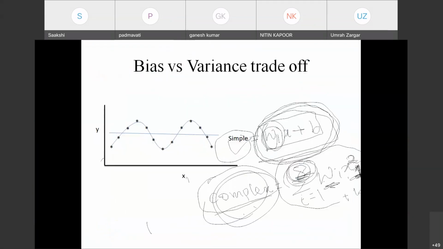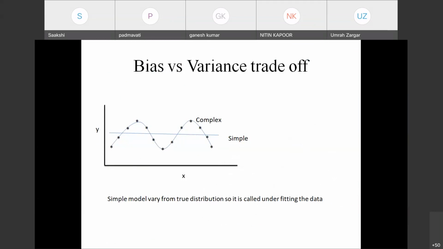Fine. So let us come back. I have some sample data points, and I just want to build two different models. One is the very simplest model. The other one is a bit complex, or it is complex as compared to this model. Hence we can consider it as complex, right? Now what happens?